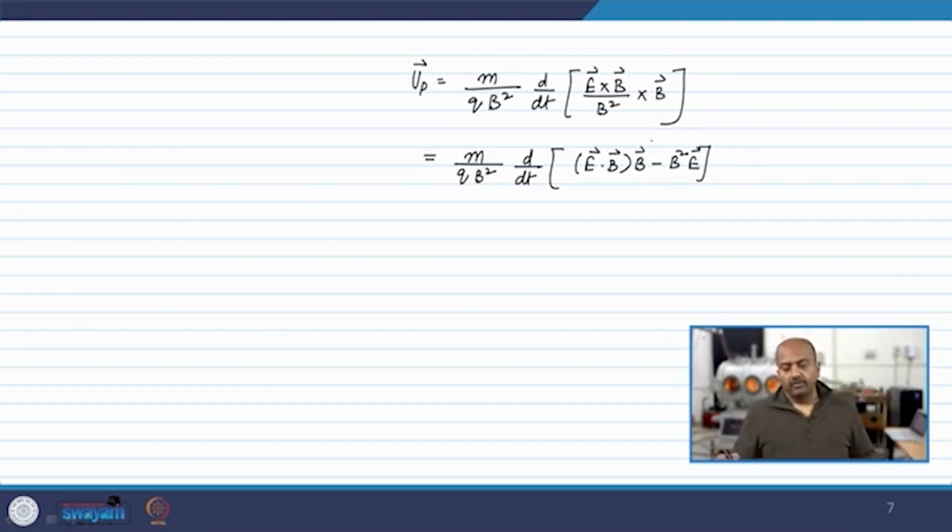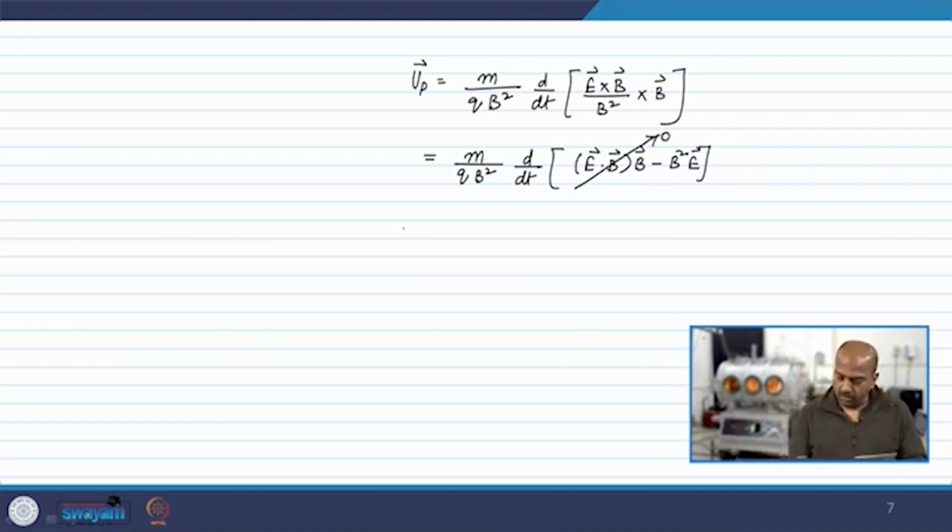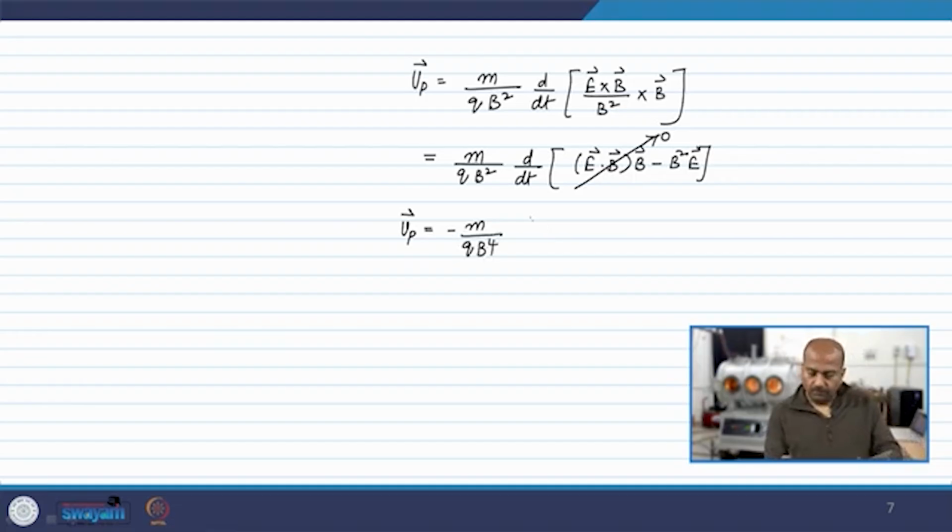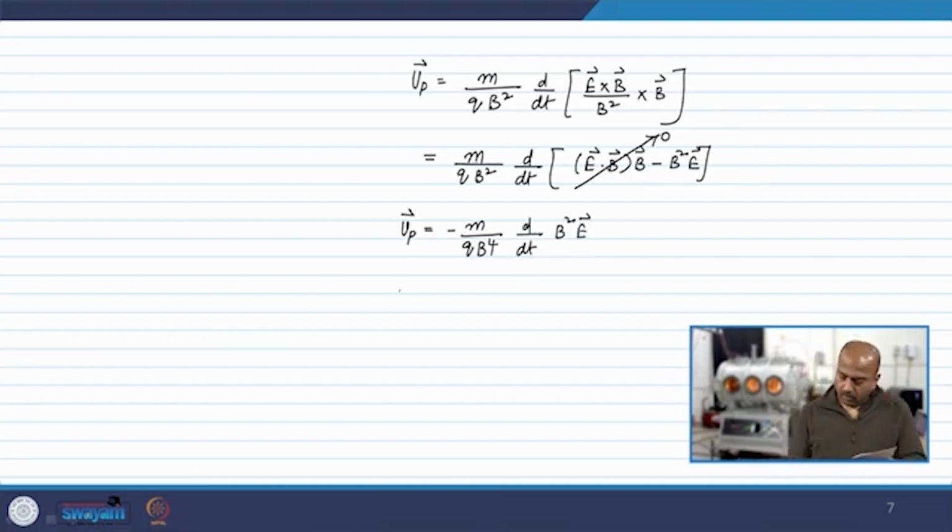So, the electric field and magnetic field are perpendicular to each other. So, this term right away becomes 0. So, as a result, we have Vp is equal to minus m by qB power 4 times d by dt of B square E, or Vp is equal to m by qB square times E dot, let us say plus minus.